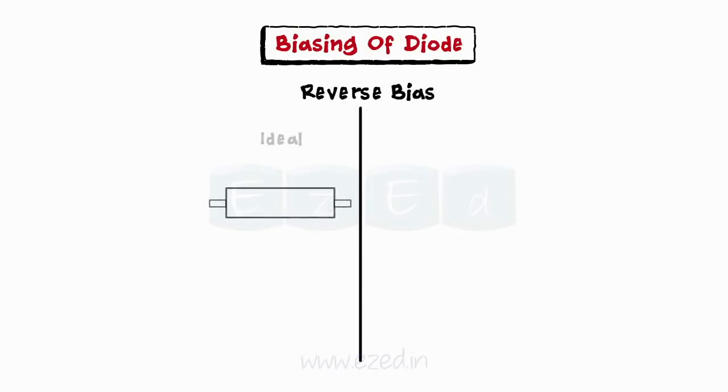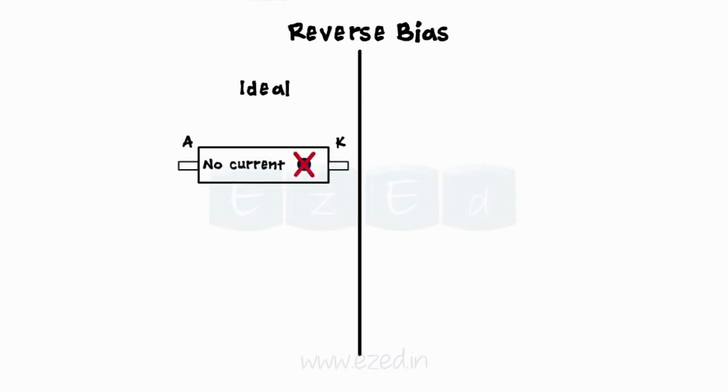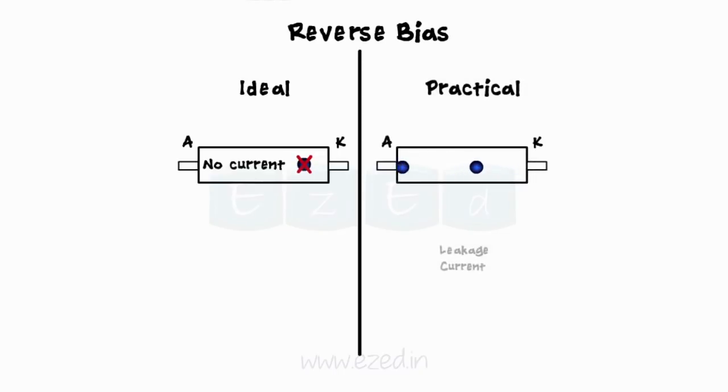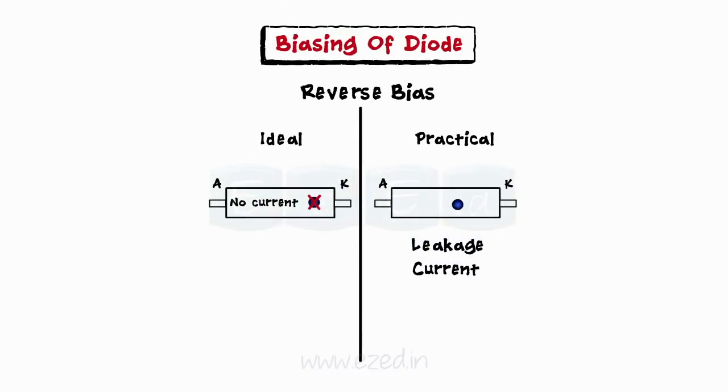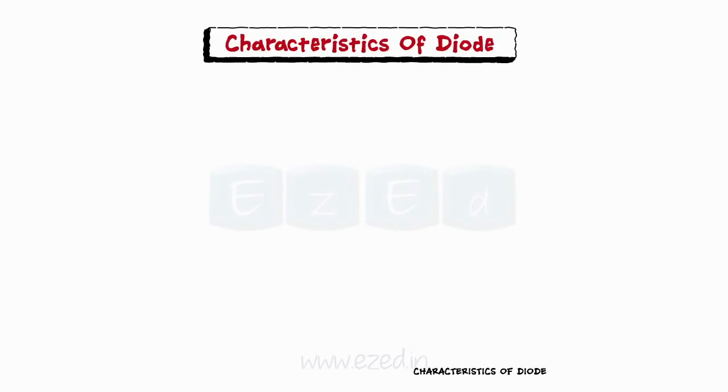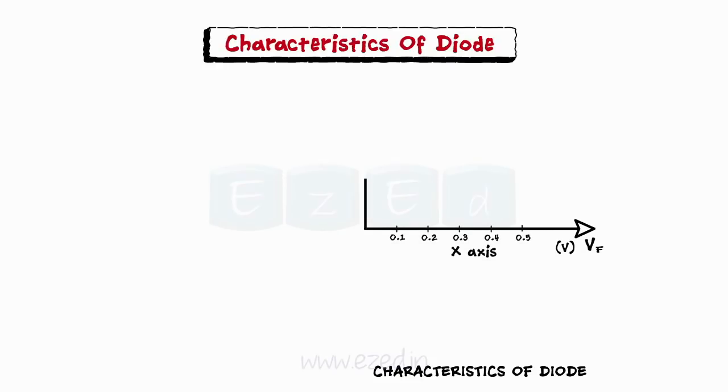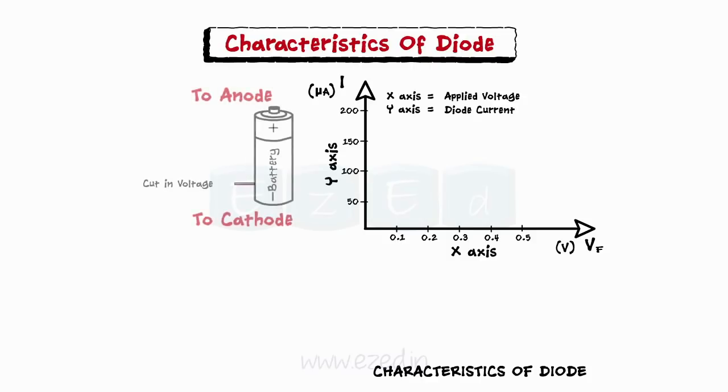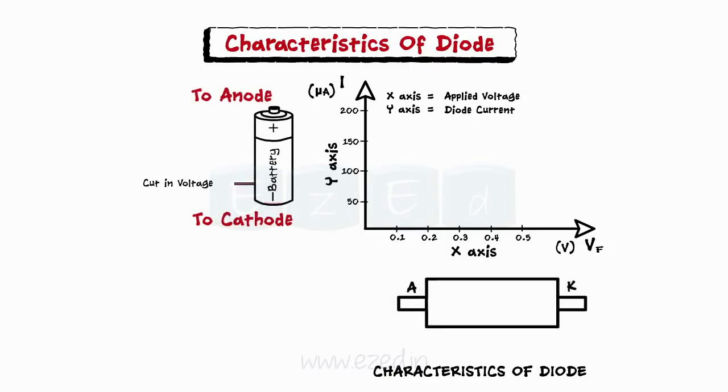Ideally, in the reverse bias mode, current through the diode must be zero. But practically, we get some current which is called the leakage current. Let's study the characteristics of this diode. This graph is drawn by considering external applied potential on the x-axis, and current flowing through the diode on the y-axis.